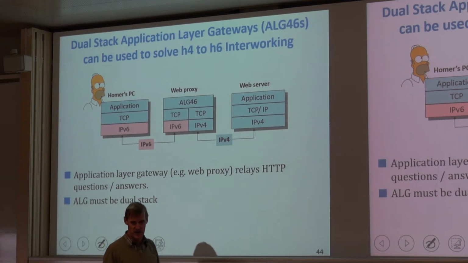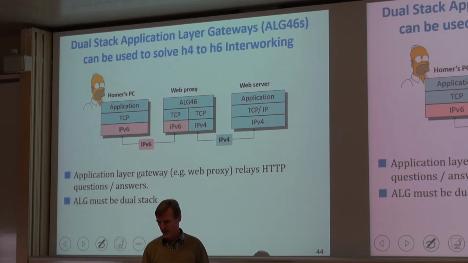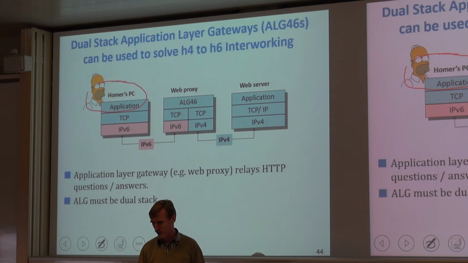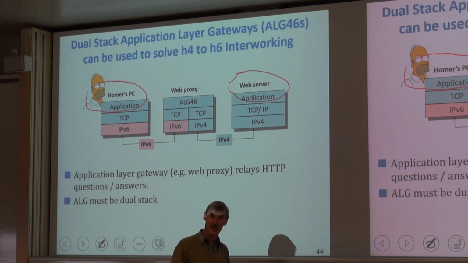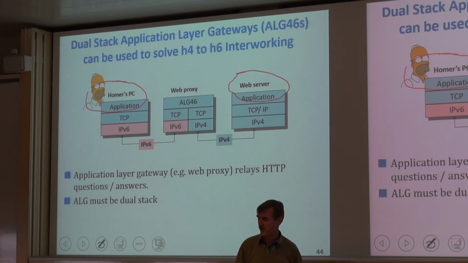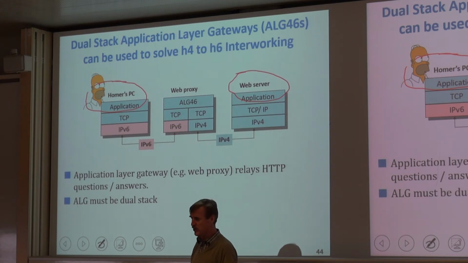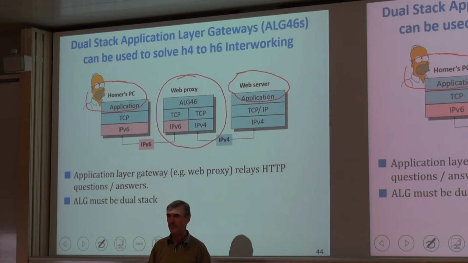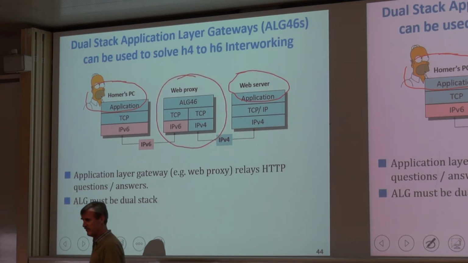Assume I have someone with an IPv6 only machine. That's Homer. He was unable to configure it with IPv4 and wants to go to a web server, for example, infoscience.epfl.ch, that works only with IPv4. How can you do it? Well, if you find somewhere a web proxy that has both, then problem solved.